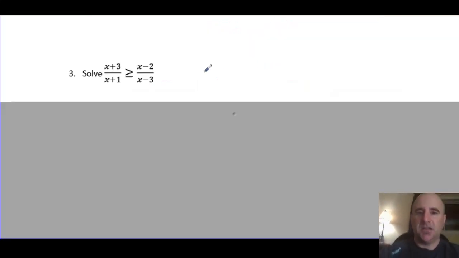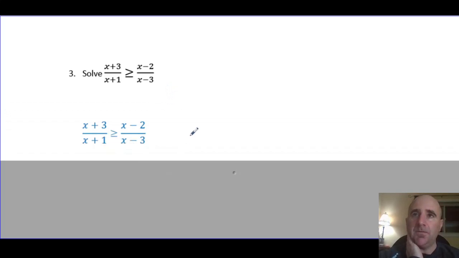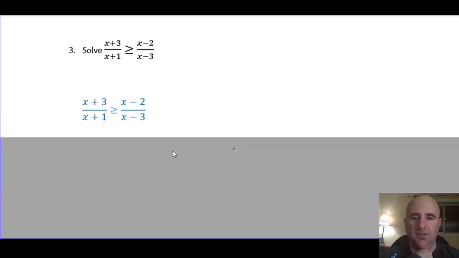Okay, one last example to look at. (x + 3)/(x + 1) greater than or equal to (x - 2)/(x - 3). Now, hopefully you realize from the last example, you cannot cross multiply here. The reason is that cross multiplying involves multiplying both sides of the inequality by an amount, and that amount is going to have an x in it, and x could be negative.